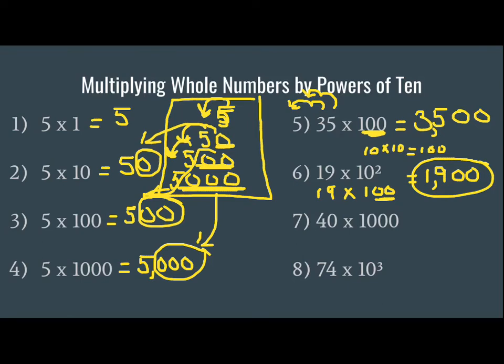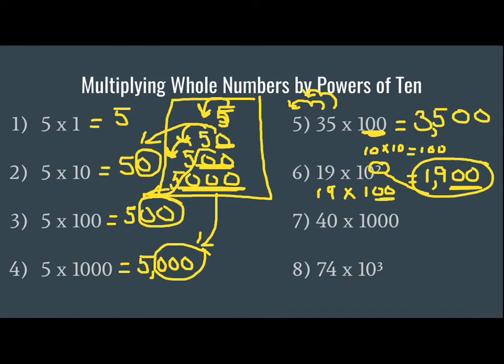Now when we have these exponents, we have an exponent of 2, that means we have 2 zeros. That exponent, it's only telling you how many zeros you need to push those digits over to the left to get to the correct place value.